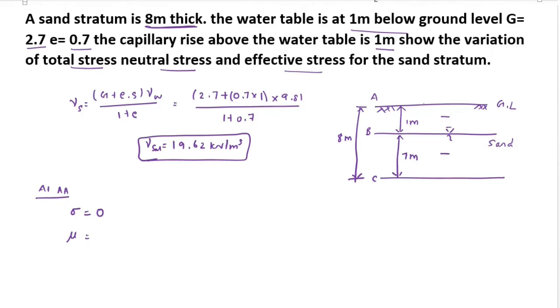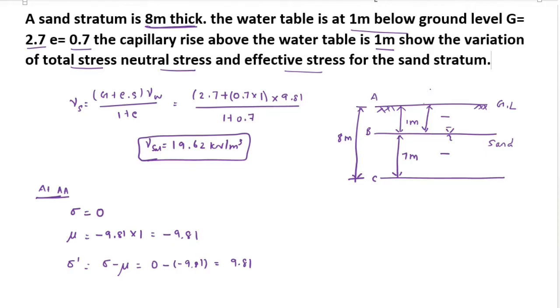So for the mu value, there is no water over here, but there is the capillary rise. The capillary rise above the water table is 1 meter, so we have to consider this. So we can put minus 9.81 into the thickness of the layer, equal to 1. So now the value is minus 9.81. Now the effective stress, we know the formula: total stress minus pore water pressure. So 0 minus of minus 9.81, equal to plus 9.81. So these are the stresses in AA layer.